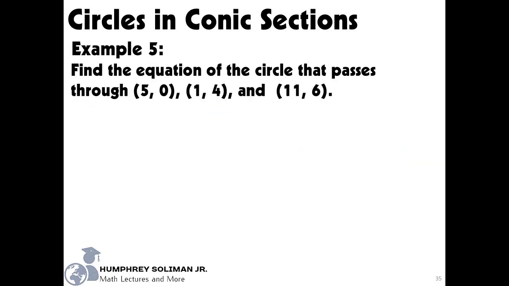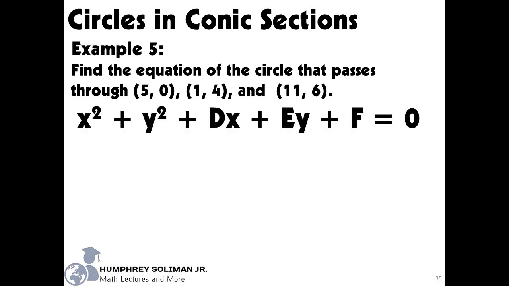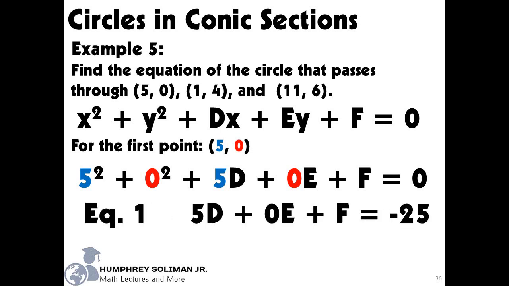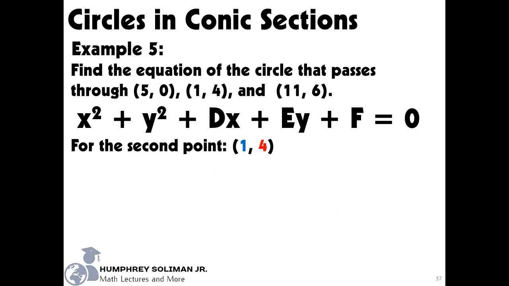Example number 5, find the equation of the circle that passes through 3 points, 5, 0, 1, 4, and 11, 6. Here, we will use systems of linear equations. We will substitute the x and y values from each point that the circle passed through, to the general form of equation for circles. For the first point, 5, 0. If we substitute the x and y values here, we will have equation 1, in standard form. For the second point, 1, 4.